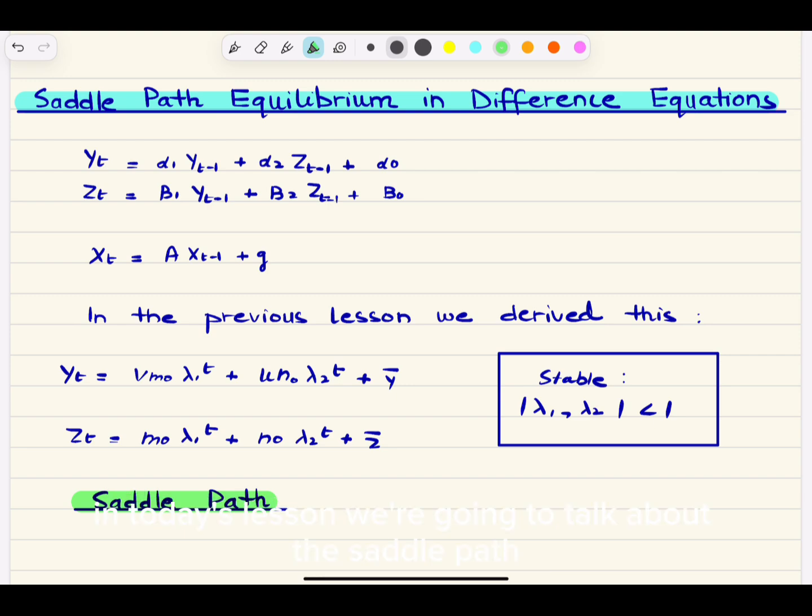In today's lesson, we're going to talk about the saddle path equilibrium in difference equations, a concept that becomes especially important when we study dynamic economic models such as investment, consumption, or capital accumulation over time. When a system has two variables that evolve across time, we often draw phase diagrams, which I will cover in my next few lectures, to understand how the system behaves.